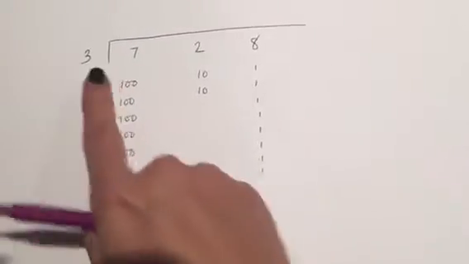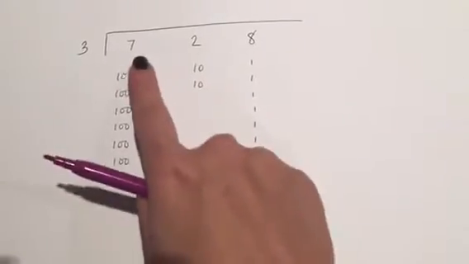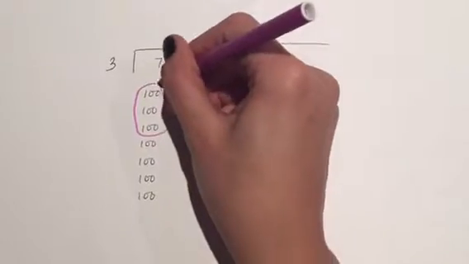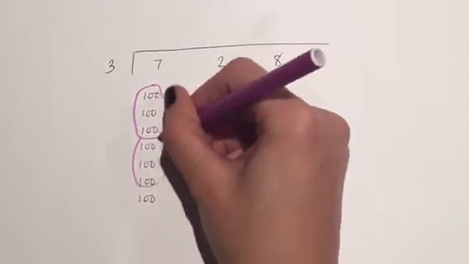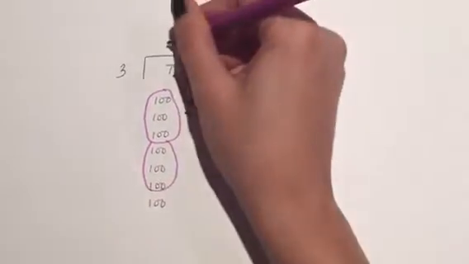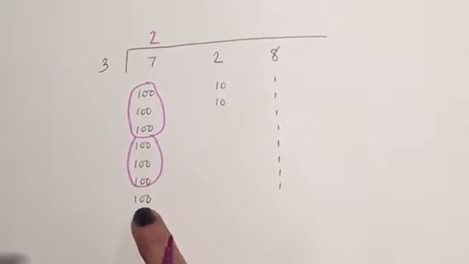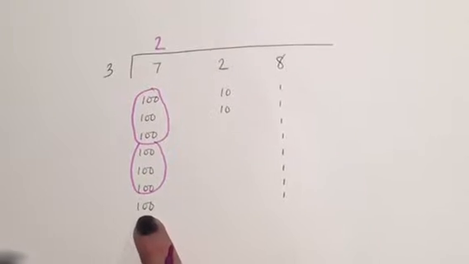I'm now going to see how many groups of 3 I can make out of my 700. I'm going to draw around them again. So 1 group of 3 and 2 groups of 3. So I can write 2 here. As you can see, I can't make this last 100 into a group of 3, so I'm going to have to group and exchange it.